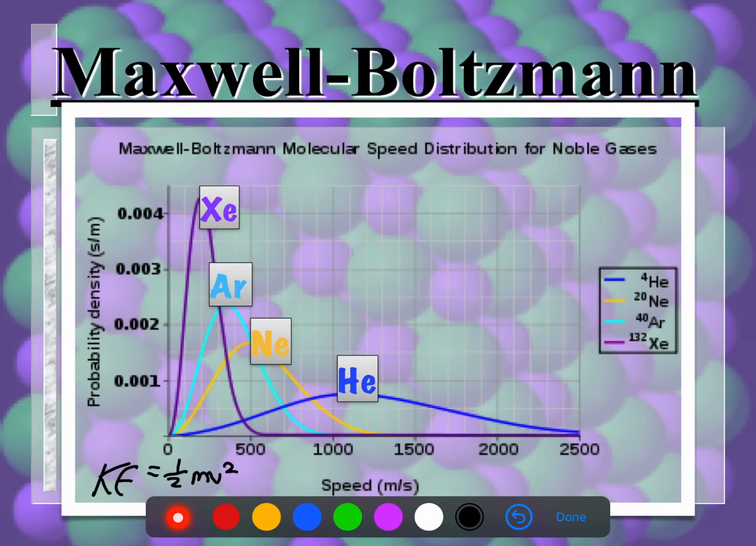So at a given temperature, for KE to be the same value for all four of these substances, they're going to have different masses. So if you have a high mass, you're going to have a lower velocity, as in xenon. And we would say algebraically that this is an inverse proportion. And notice also that not only do the lighter particles like helium have a higher average speed, but they have more of a variety of speeds as well.